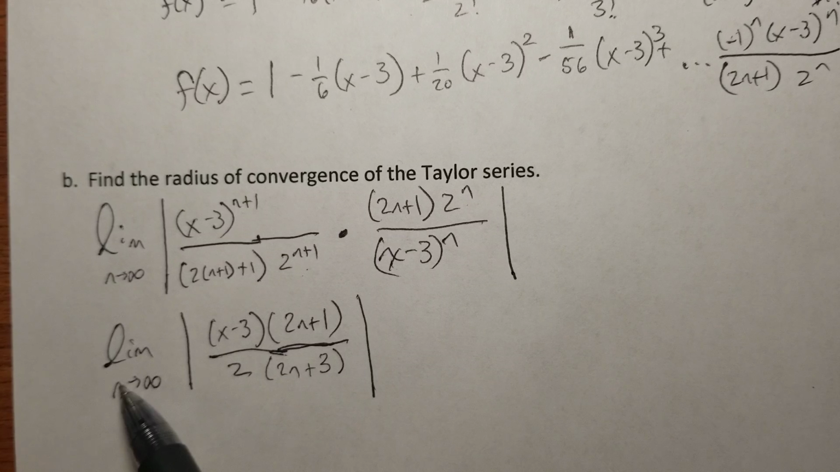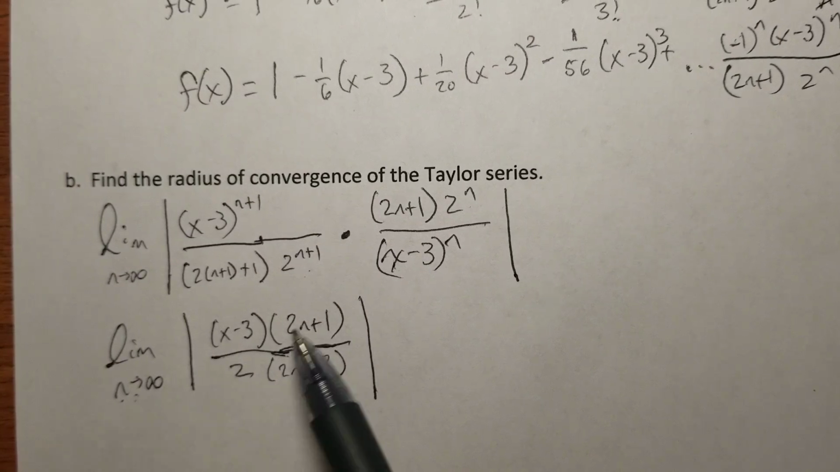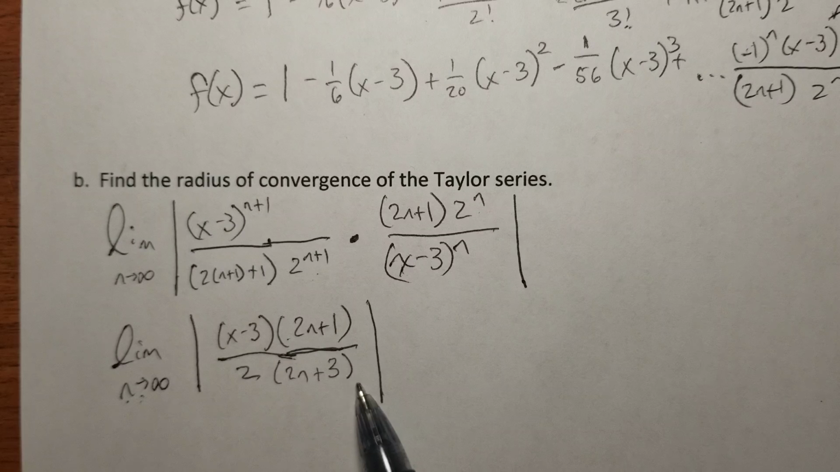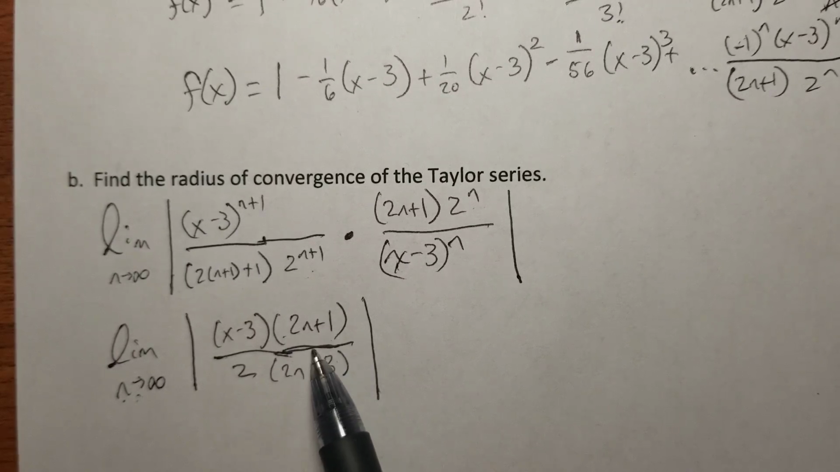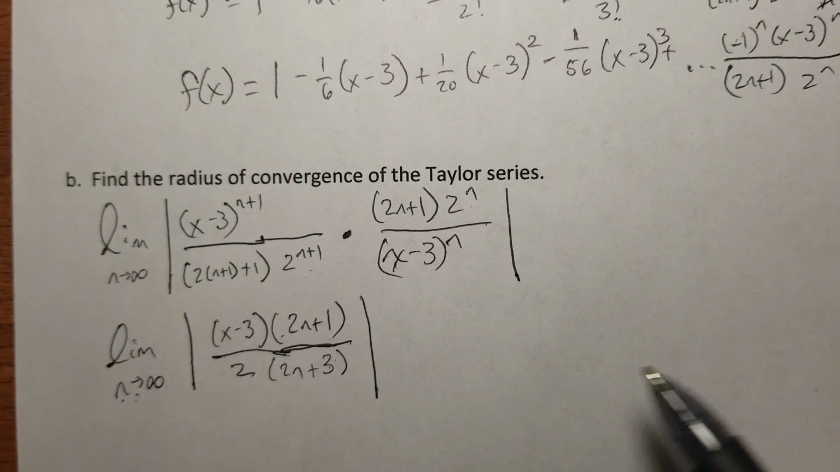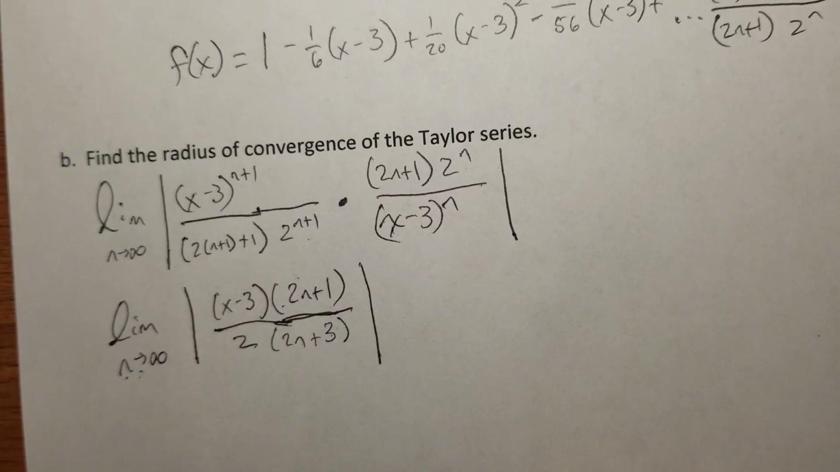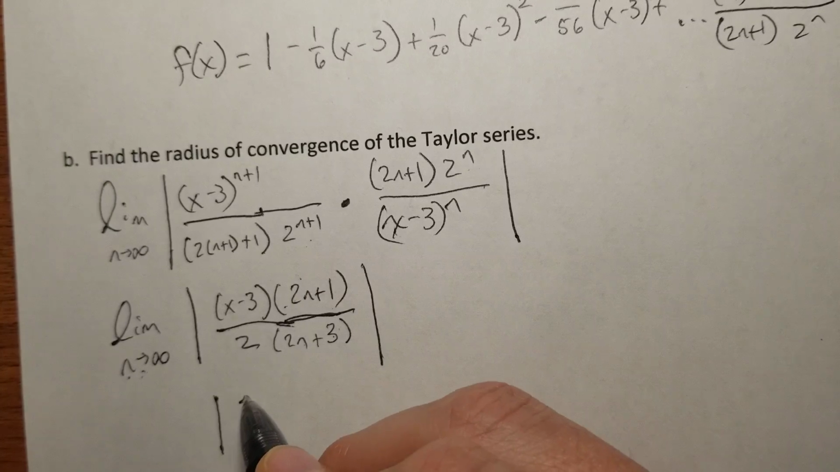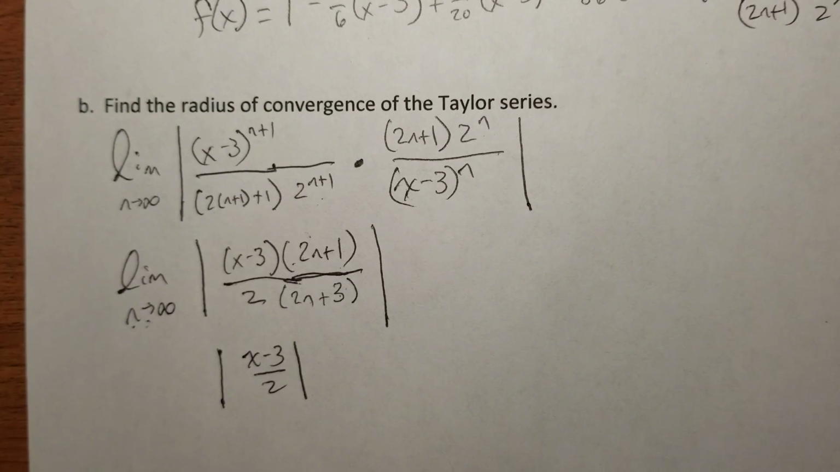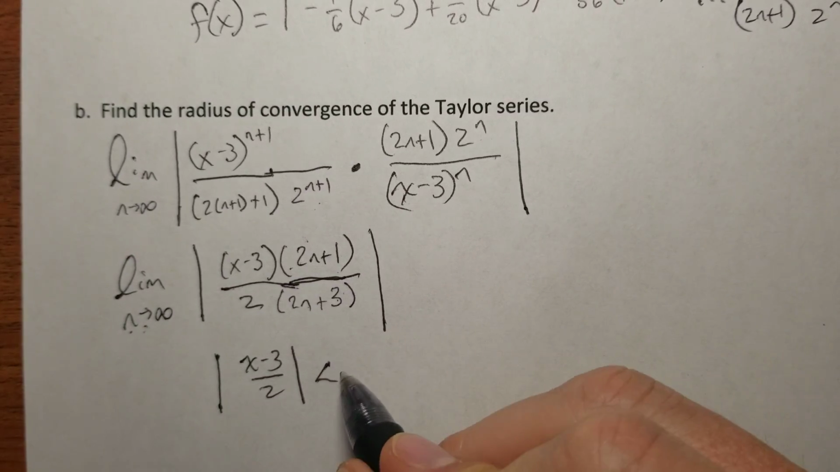So I'm taking the limit as n goes to infinity, and x I'm just going to treat like a constant here. So even though these are different terms, plus 1 and plus 3, 2n over 2n as n goes to infinity is going to be about the same. So that's really going to be 1. So I'm going to end up with the absolute value of x minus 3 over 2. And because this is the ratio test, remember this will converge when this value is less than 1.